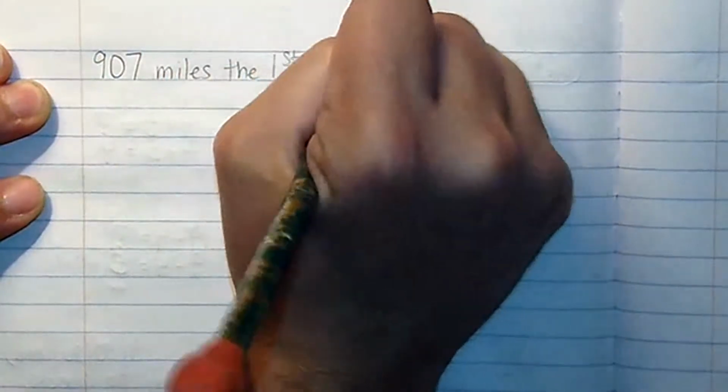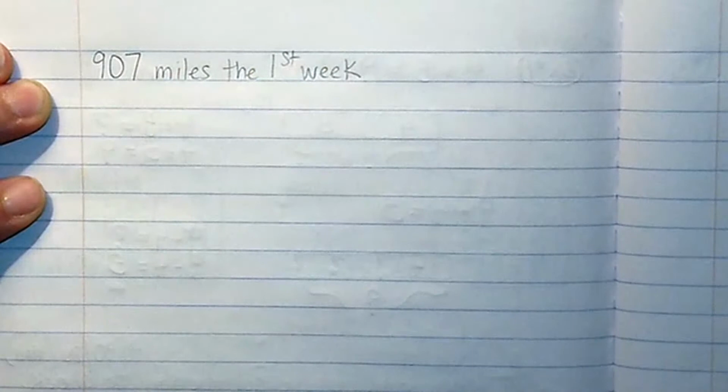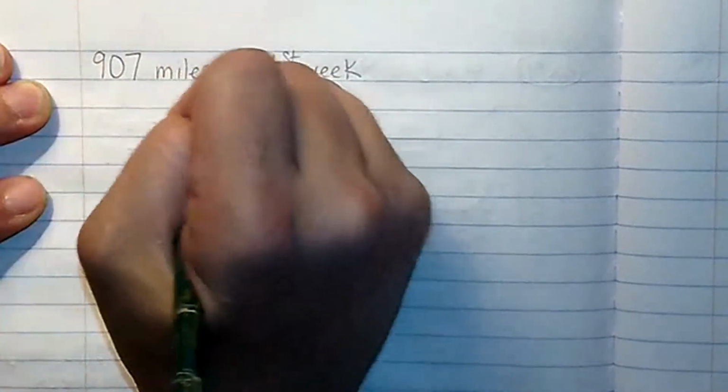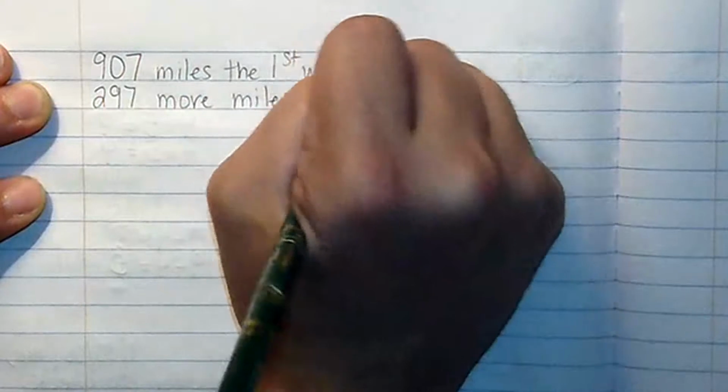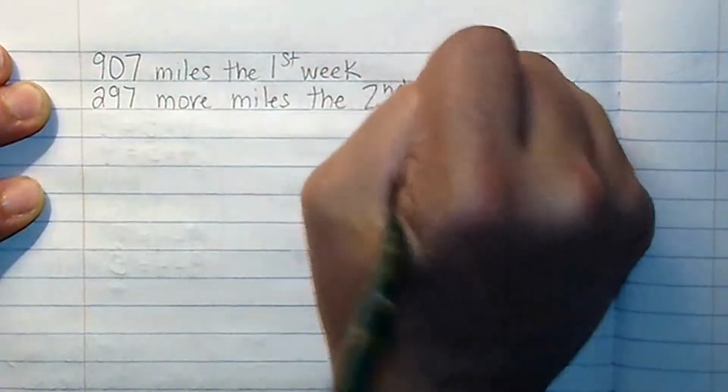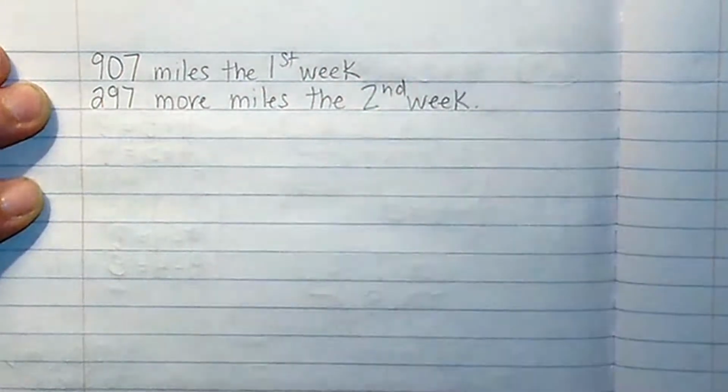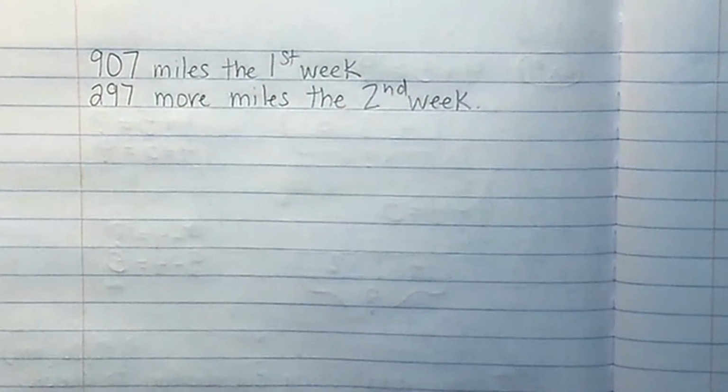Mr. Robeson biked 907 miles the first week. Mr. Robeson biked 297 more miles the second week. Now, this is a really tricky one, and that's why we're starting with one like this, so you can kind of make sense out of it.